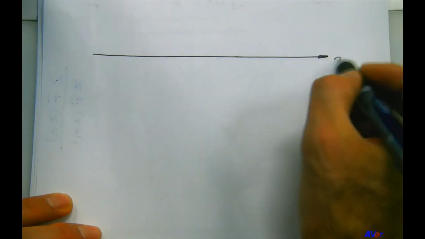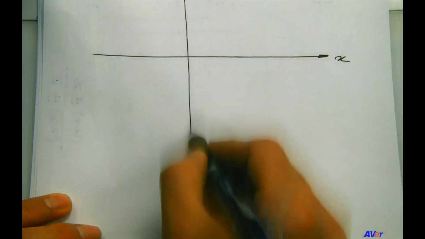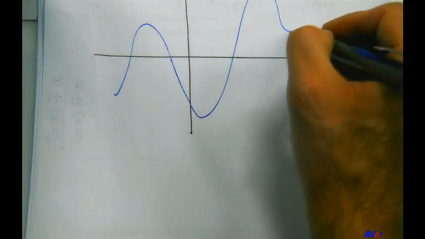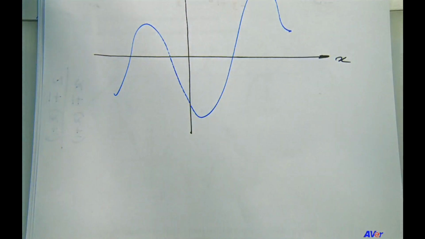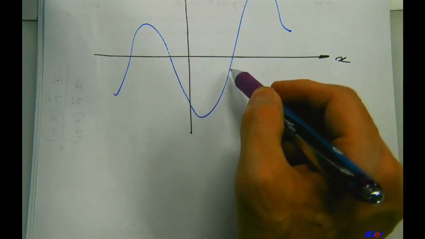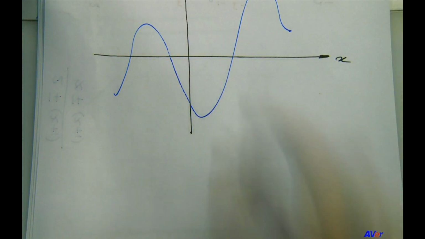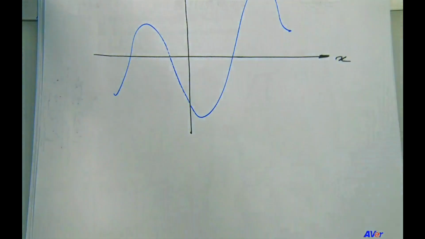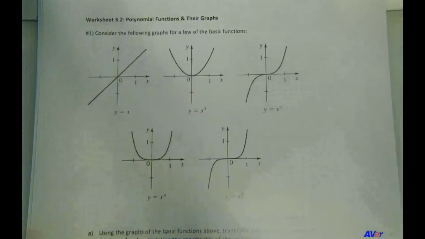So as an example, if this is x and this is y, suppose we have a graph that looks like that, something like that. We can analyze this graph. We can segment it and look at pieces of it, and each piece can be one of these forms.